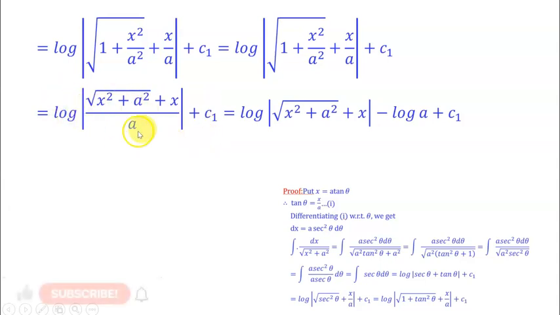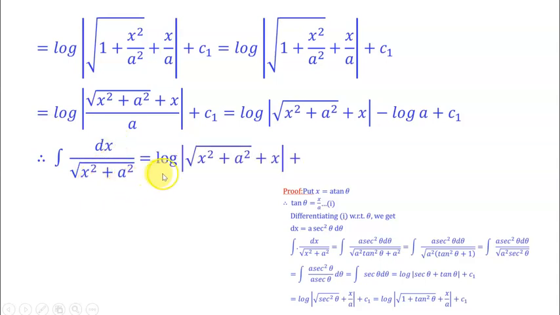There is one more step. This is the log of m upon n, meaning log of root of x square plus a square plus x, minus log of a, plus c1. Now we take one more constant here, which is nothing but c. Therefore, the integral of dx upon root of x square plus a square is equal to log of mod of root of x square plus a square plus x, plus c. This is the answer, where c is equal to minus log of a plus c1.